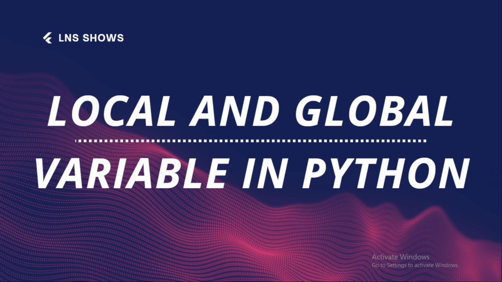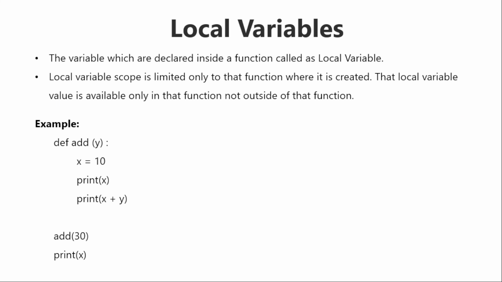In today's session, we will be discussing local and global variables in Python. Local variables are the variables which are declared inside a function. The local variable scope is limited only to that function where it is created, and that local variable value is available only in that function, not outside to any other functions.